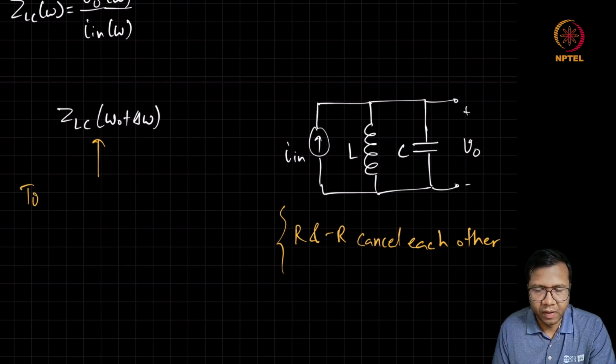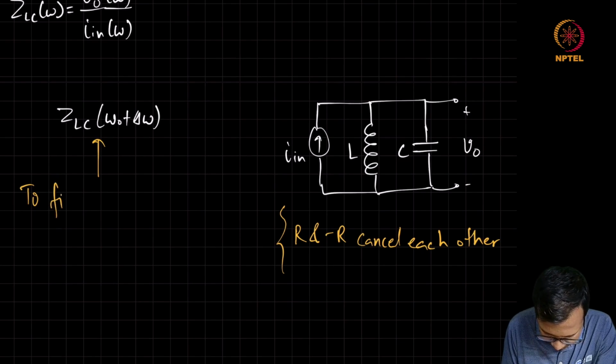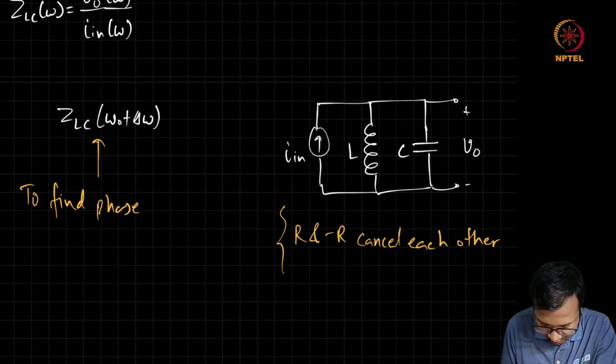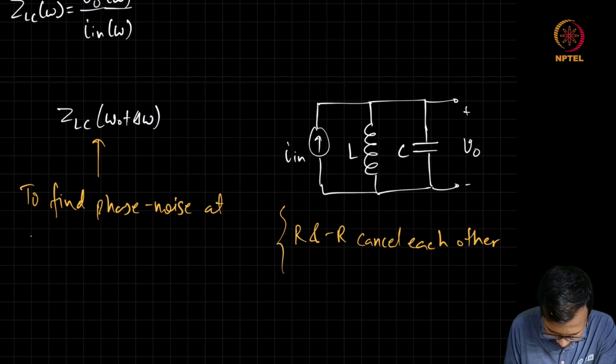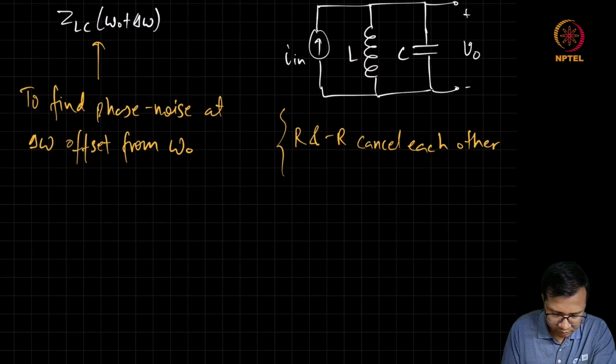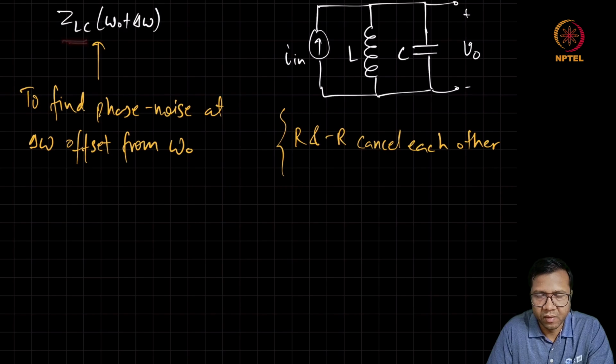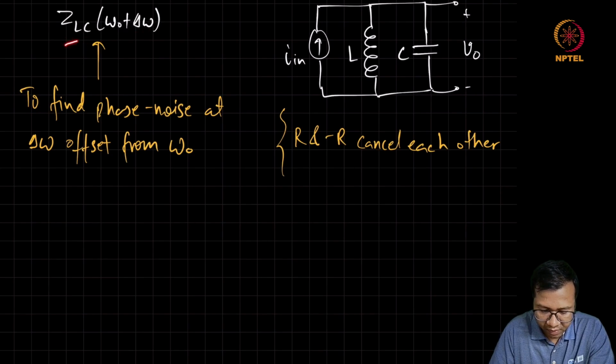And we want to find the impedance of this transfer function at delta omega offset to find the phase noise at delta omega offset from omega naught. Here we can see that since it's a parallel combination of L and C, we can simply find the admittance of this parallel combination at delta omega offset, and later on we can take the inverse to find the impedance.